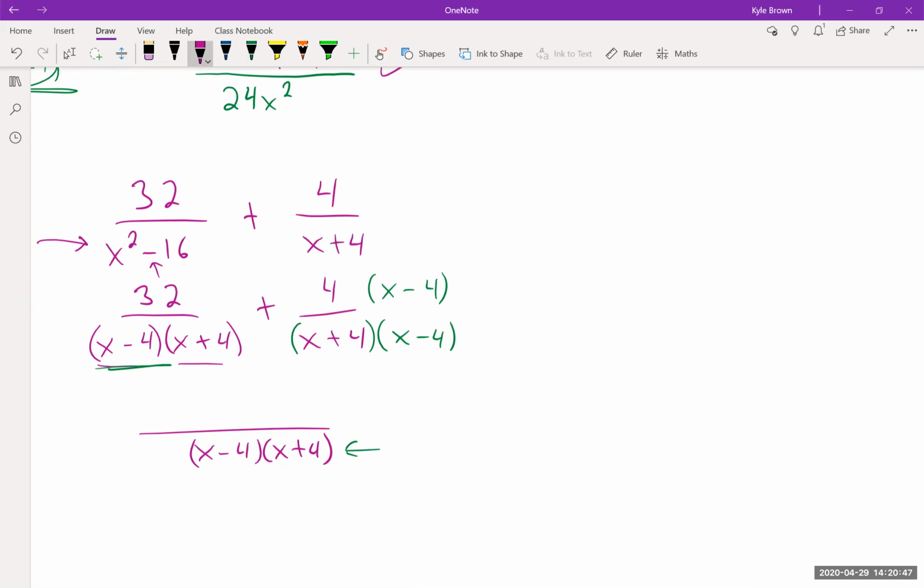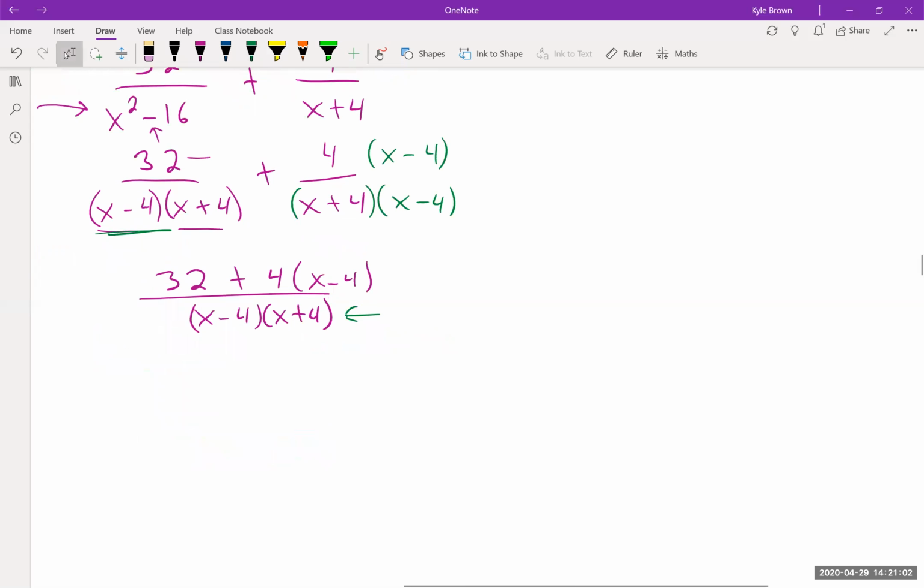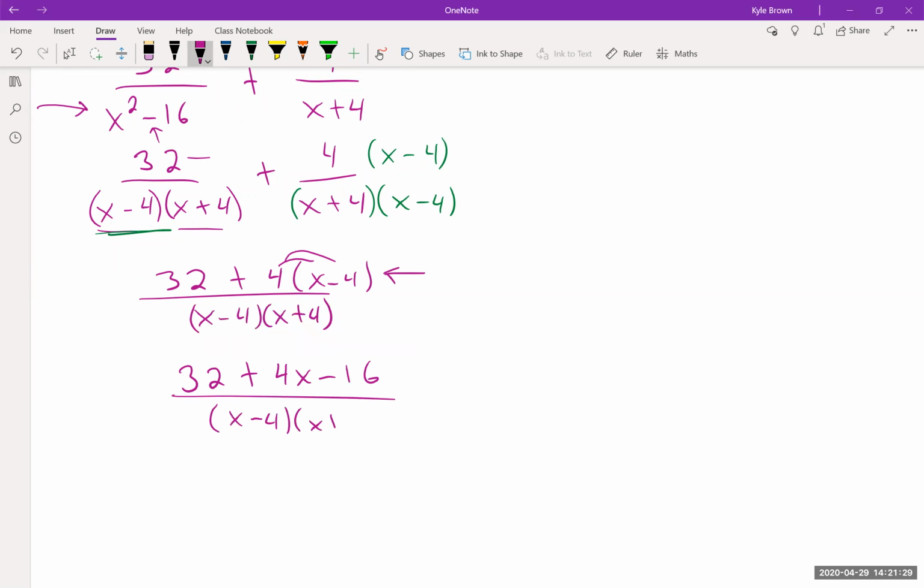The top here, right? So 32, so it's still going to be 32, and then plus, and there I'll write it once without expanding it yet. So we've got 32 plus 4x minus 4. And now that is right, but we just don't like leaving it in this awkward way. We want to expand what we can here. So let's expand that 4 into those brackets. So we're going to have 32 plus 4x minus 16, and that's all over x minus 4, x plus 4.